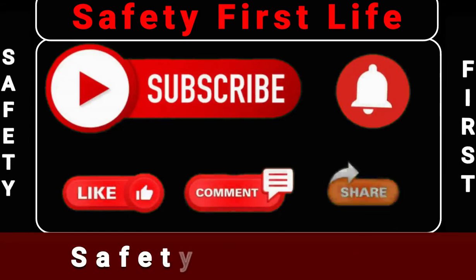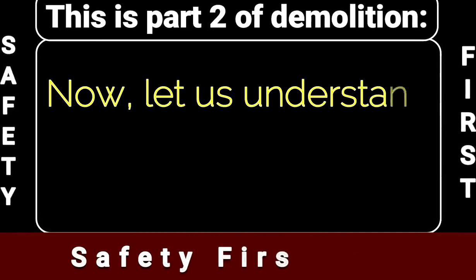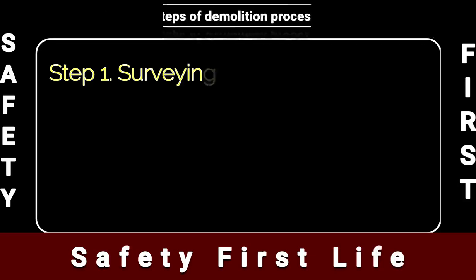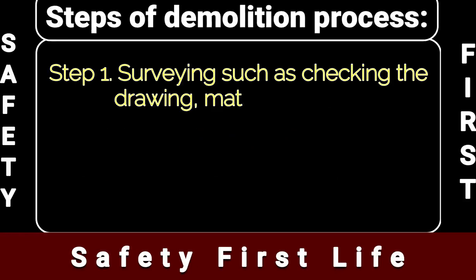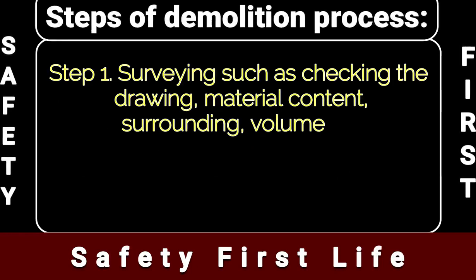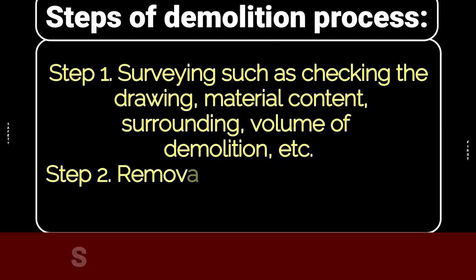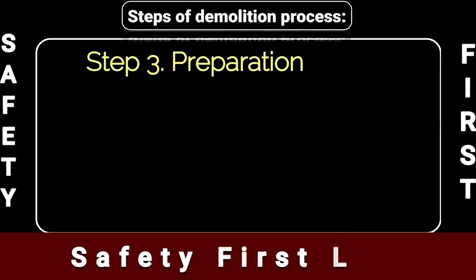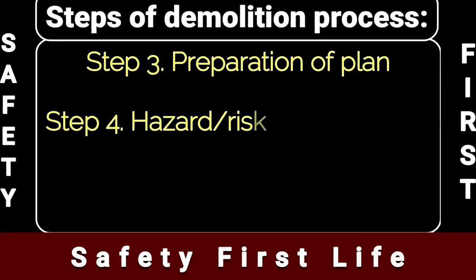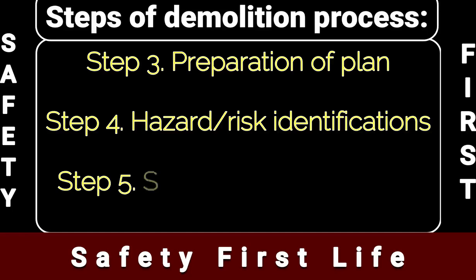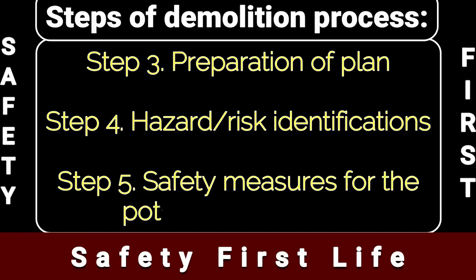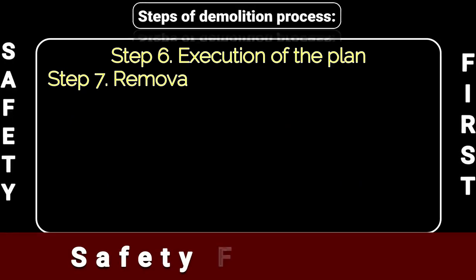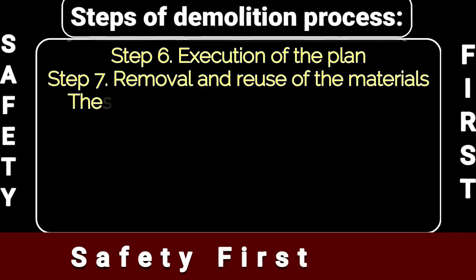We are talking about demolition. This is part 2. Now, let us understand what are the steps of the demolition process. Step number 1, surveying, such as checking the drawing, material content, surroundings, volume of demolition, etc. Step number 2, removal of hazardous materials from the structure. Step number 3, preparation of plan. Step number 4, hazard and risk identification. Step 5, safety measures for the potential hazard and risk. Step number 6, execution of the plan. And step number 7, removal and reuse of the materials.